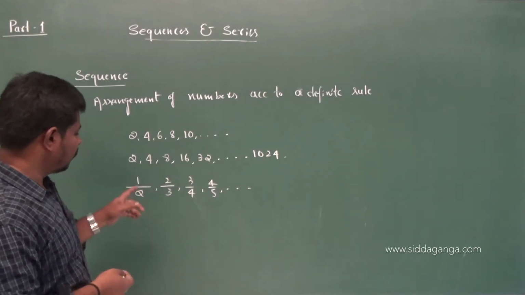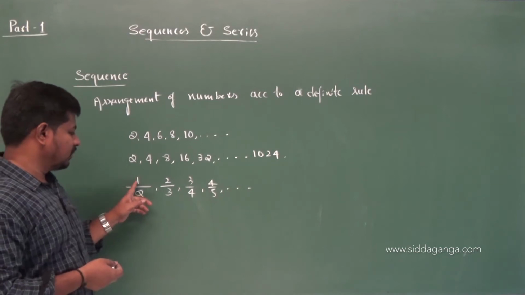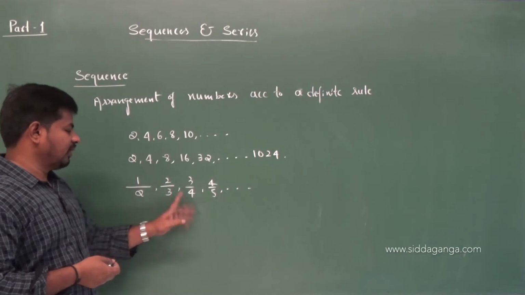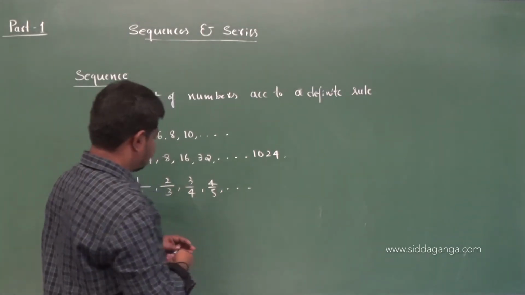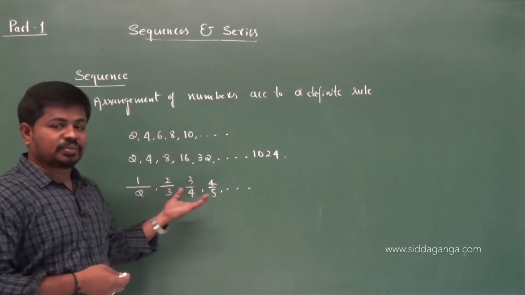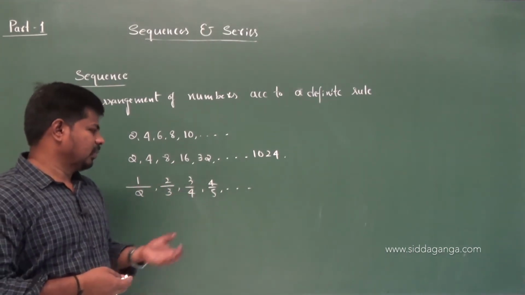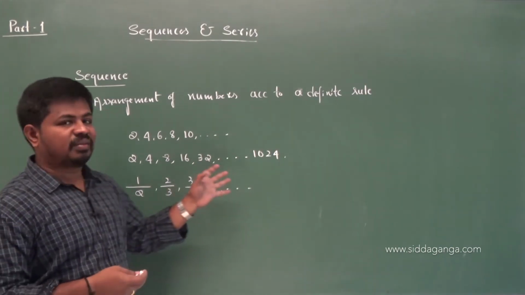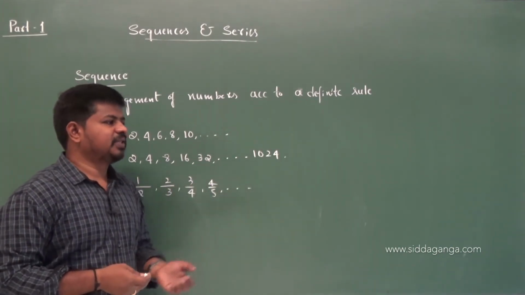Here the numbers are arranged according to some definite rule. Observe the numerators: natural numbers. The denominators start with 2, 3, 4, 5. So here also the numbers are arranged according to some definite rule. Then what rule have we used here? To find that, what are we going to do? We are going to find the nth term of this sequence. What do you mean by nth term?